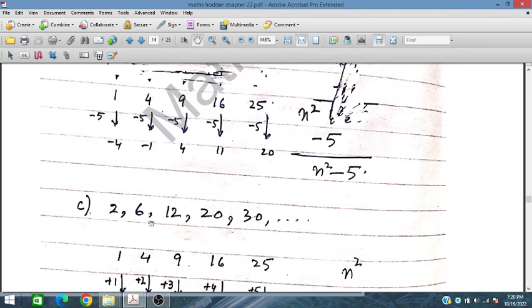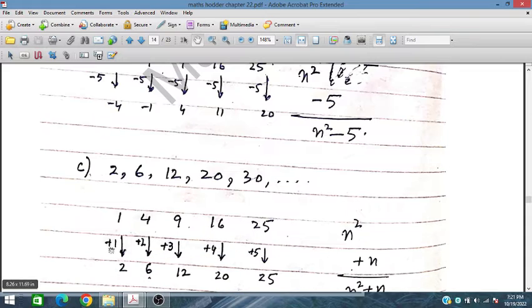Similarly for this, 2, 6, 12, 20, 30. So we place this 1, 4, 9, 16 and 25, and add or subtract to get these values. So plus 1 we have 2, for plus 2 we have 6, for plus 3 we have 12, for plus 4 we have 20, for plus 5 we have 30, and similarly so on. So this is basically n square, and this is 1, 2, 3. The number is increasing. So this is not constant.